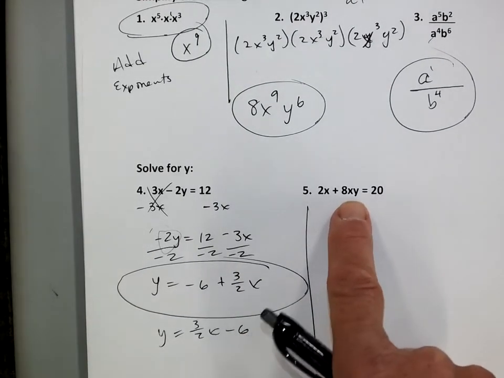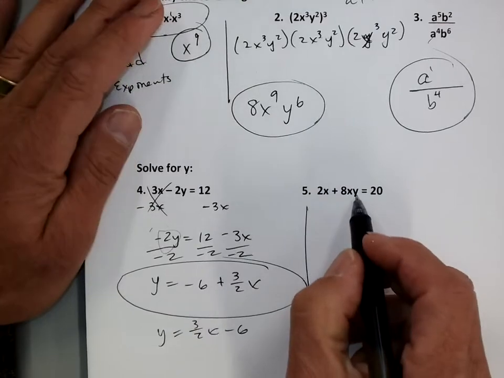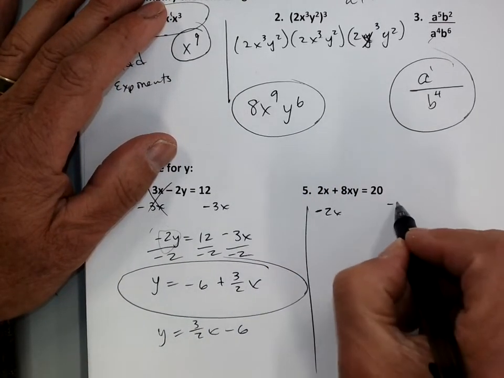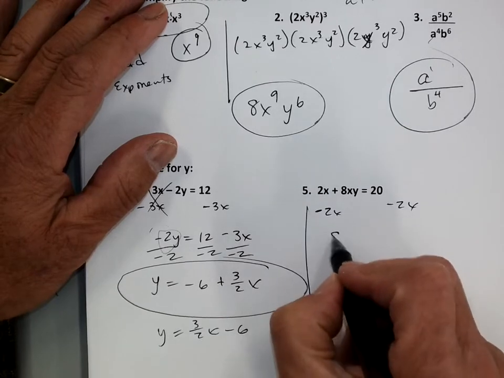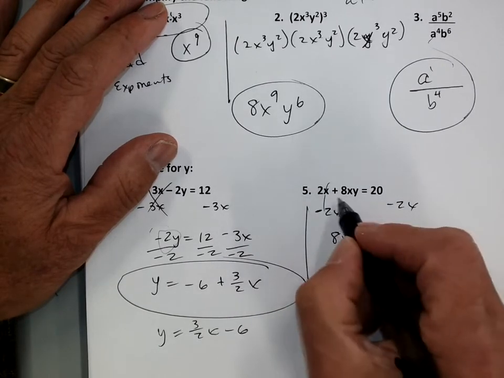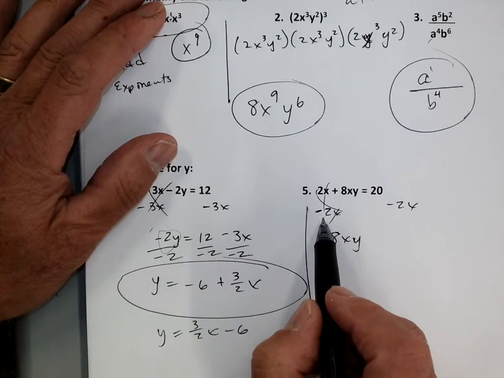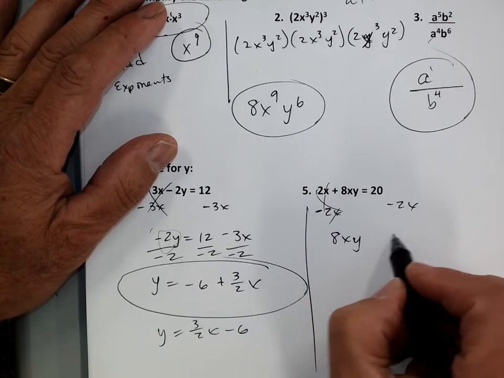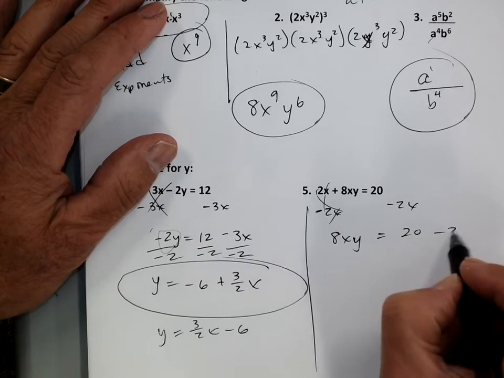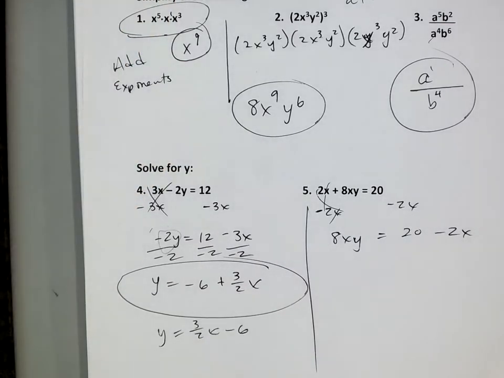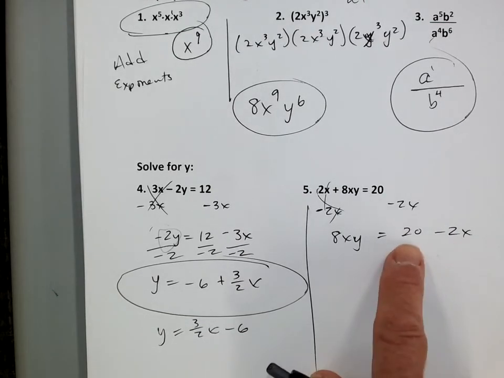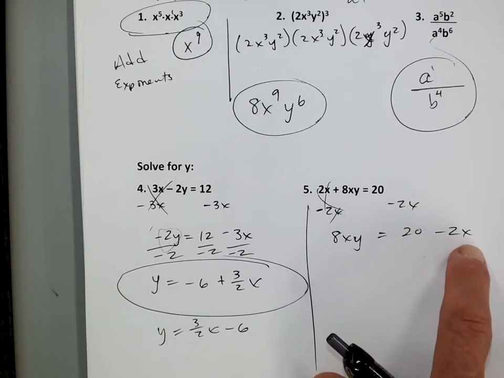Okay, number 5 is a little bit different because we've got x's in both spots. We're solving for y. So I've got to get y by itself first. Let's get rid of the 2x. And I'd have an 8xy left over because that's gone, right? So minus 2x is gone. But over here, we're going to have a 20 minus 2x. Don't make that an 18x. No, no, no, 18x. It's just 20 minus 2x because that's a number, 20, and that's a variable x.